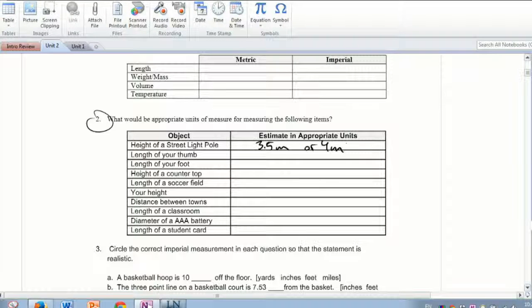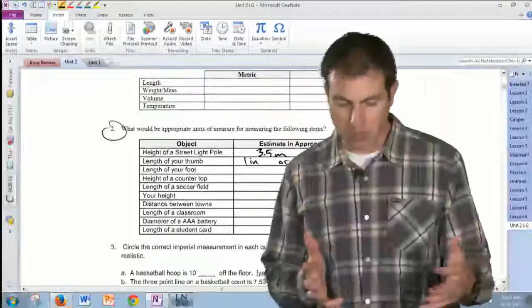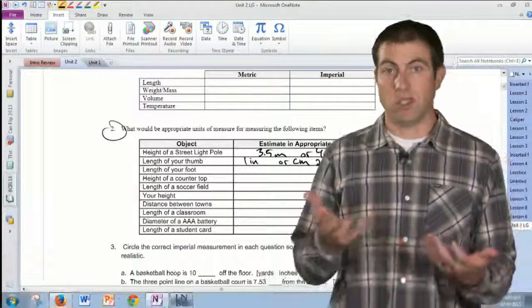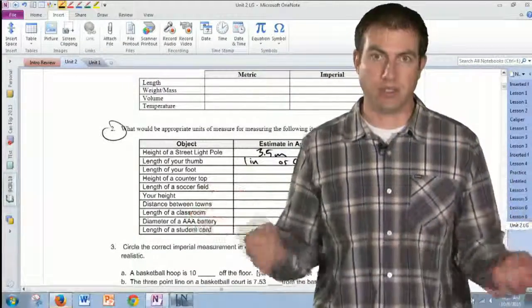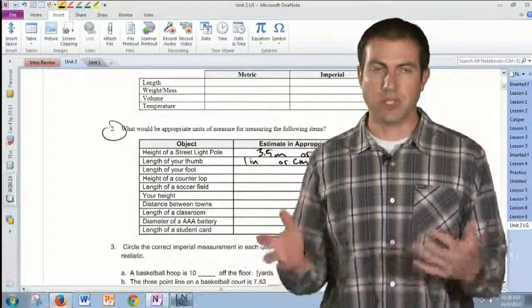The length of your thumb, maybe inches or centimeters. I mean, you could go 1 inch or 2.5 centimeters. The idea here is that they're trying to get you to figure out, not exactly, but figure out just kind of things for reference, essentially. Things in your life that you can use to measure these things.